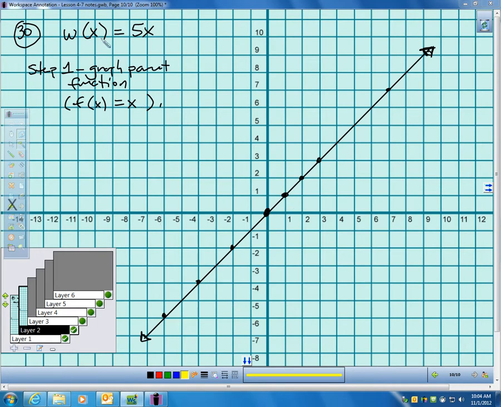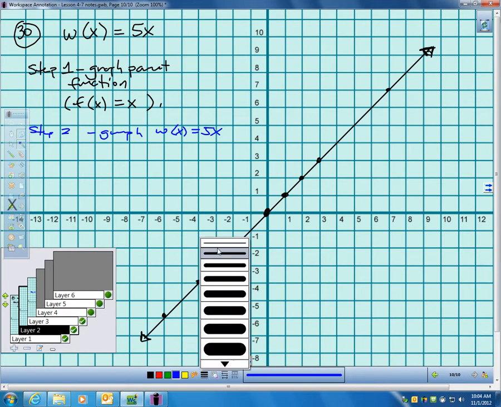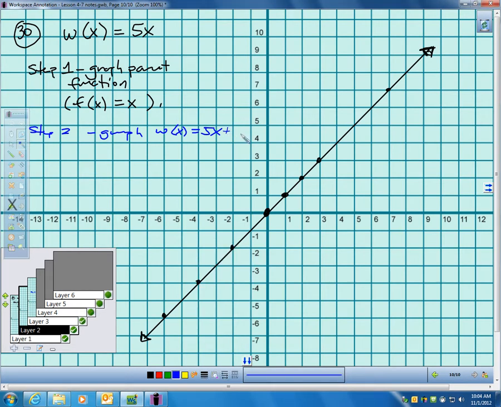There's my parent function. Let's graph now w of x equals 5x. Now remember, when I graph this, remember this is like having w of x equals 5x plus 0. Remember, there's like a plus 0 here. So when I graph this, the y-intercept is still 0. But my slope is 5.